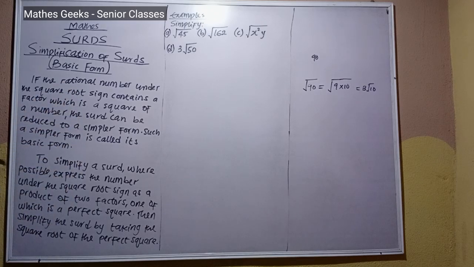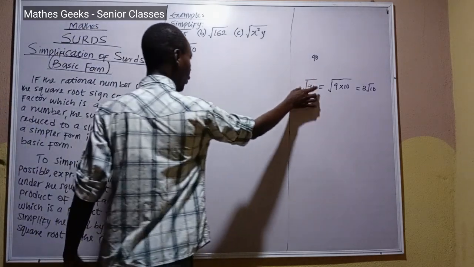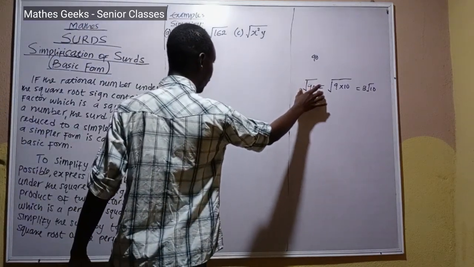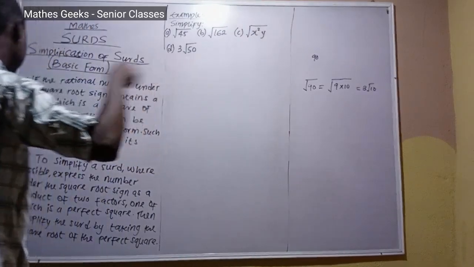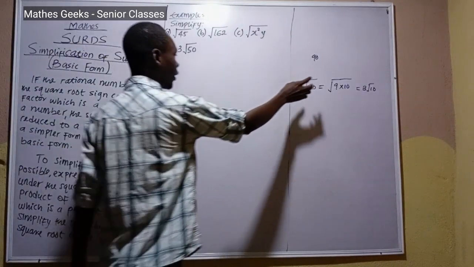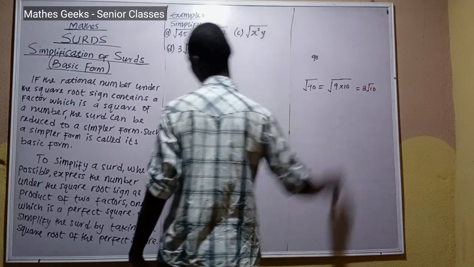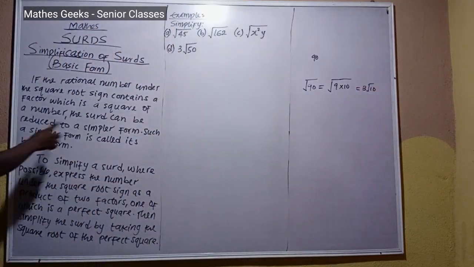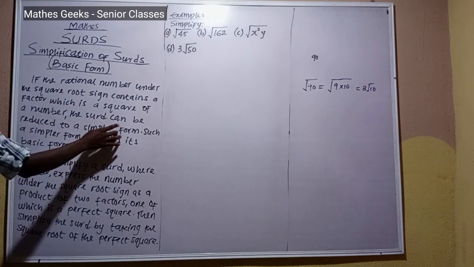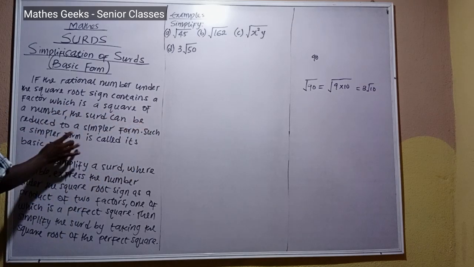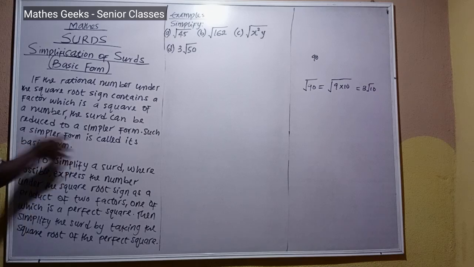What I did is what this is explaining. It says if the rational number under the square root sign contains a factor which is the square of a number, the surd can be reduced to a simpler form. This is a surd, because if you get the value of root 90, you're going to have values that continue indefinitely. So we can simplify this. But how do we get there? Let's finish what we have here. The surd can be reduced to a simpler form, called its basic form.